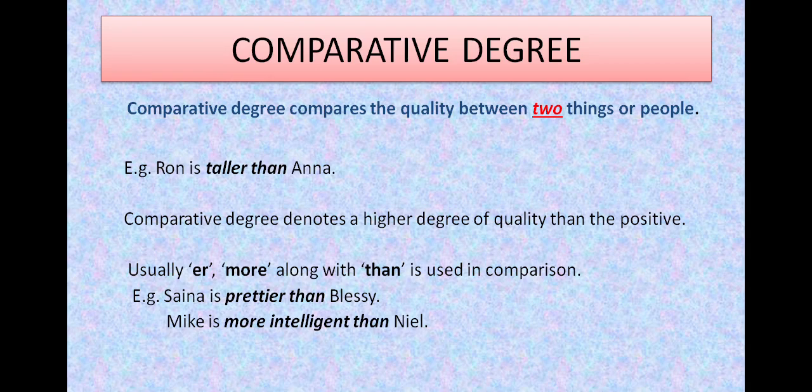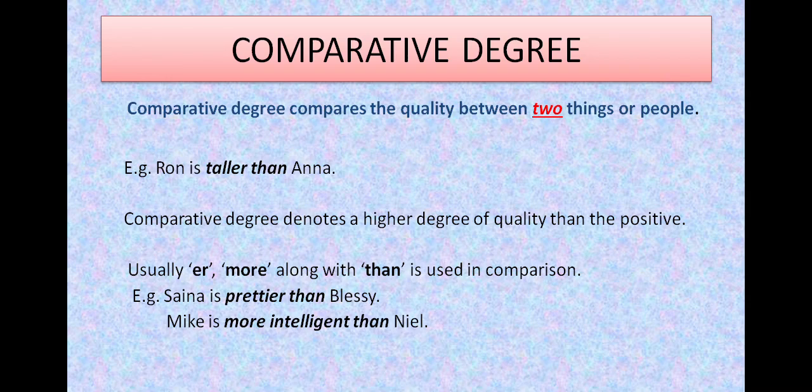Next we move on to comparative degree. Comparative degree compares the quality between two things or people. For example, Ron is taller than Anna. Comparative degree denotes a higher degree of quality than the positive.